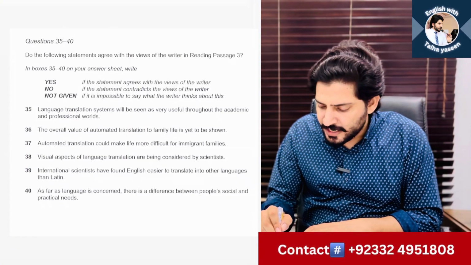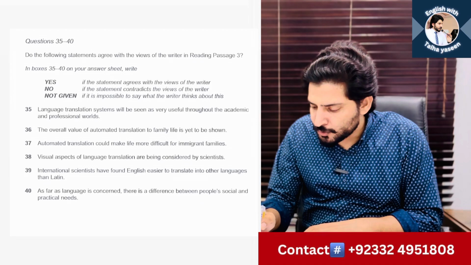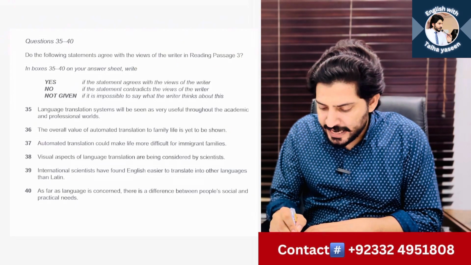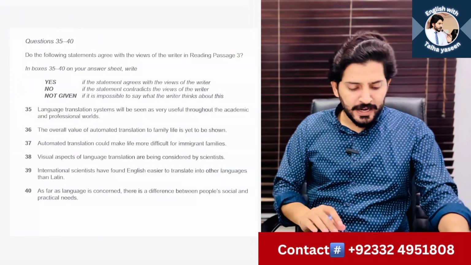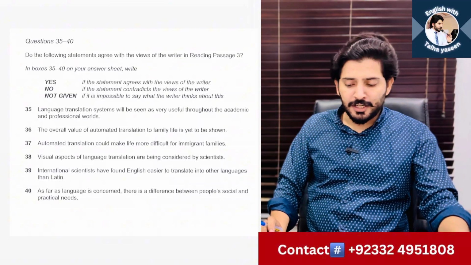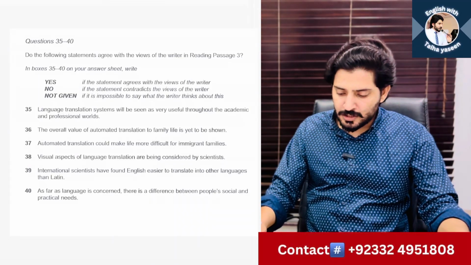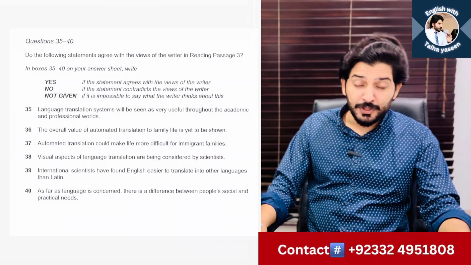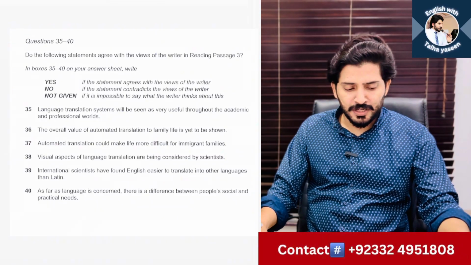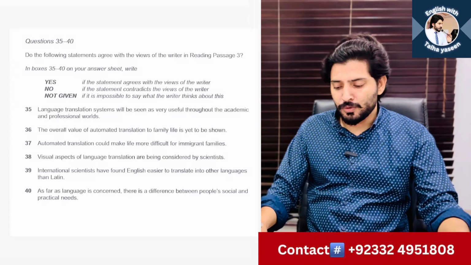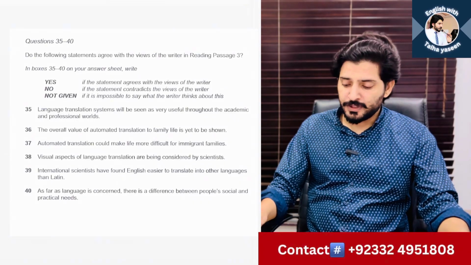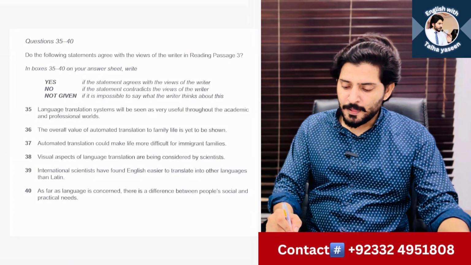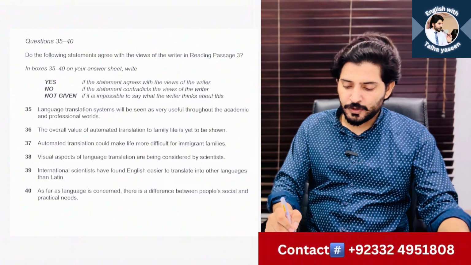39. International scientists have found English easier to translate into other languages than Latin. Let's find the information on whether he makes a comparison or not. If he makes a comparison, then the answer will be yes. If he doesn't make a comparison, then the answer will be no. And if there is no mention of the information, then the answer will be not given.